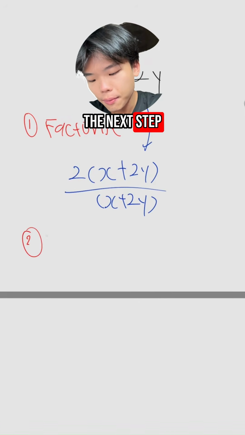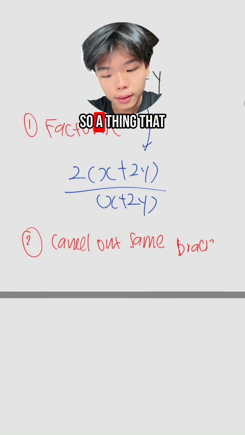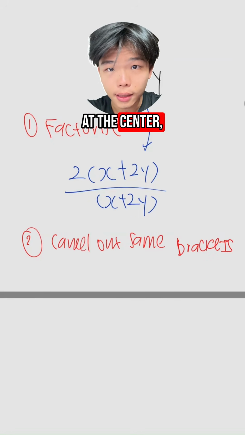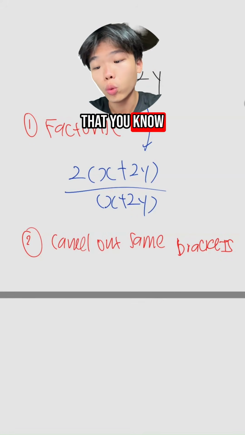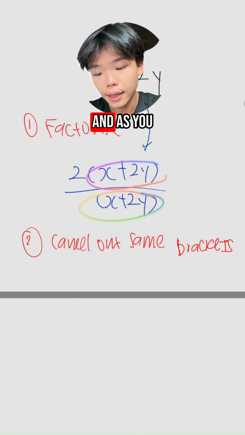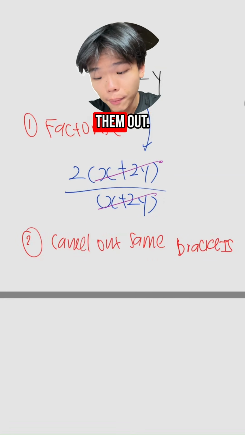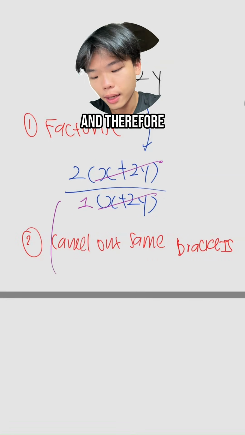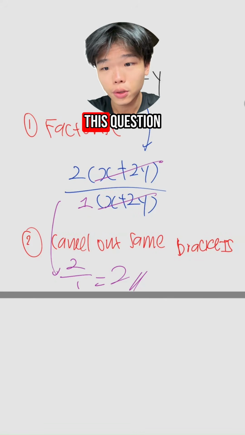Then after that, the next step is to cancel out the same brackets. A thing that I always teach my students at the center, especially my Sec 2 students, is to always bracket your terms so that you know which belongs together in a family. As you can see over here, these two families are the same, and therefore we can cancel them out, and this one becomes a 1 at the bottom, and therefore the final answer will be 2 over 1, which is 2, and that's the final answer to this question.